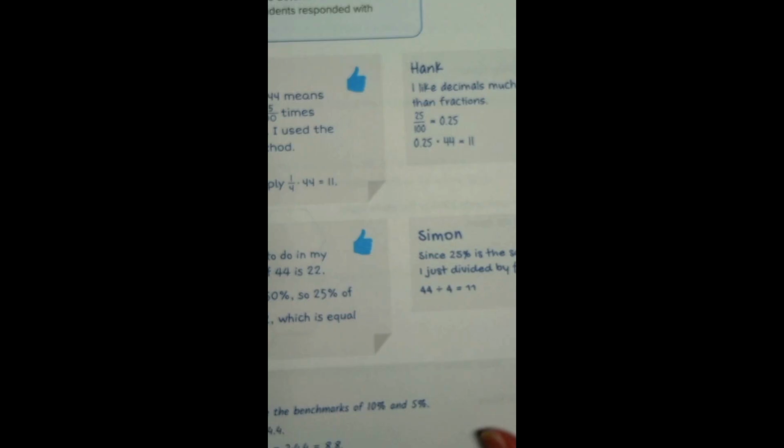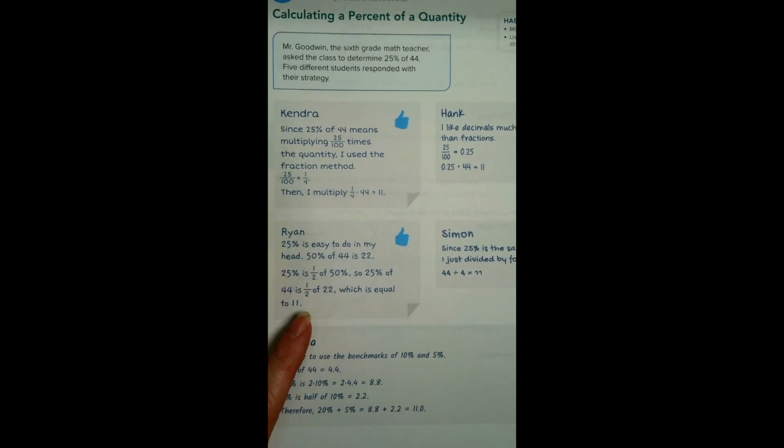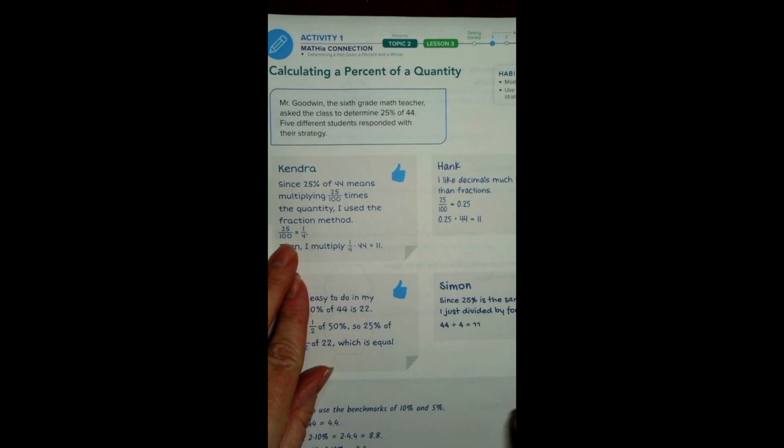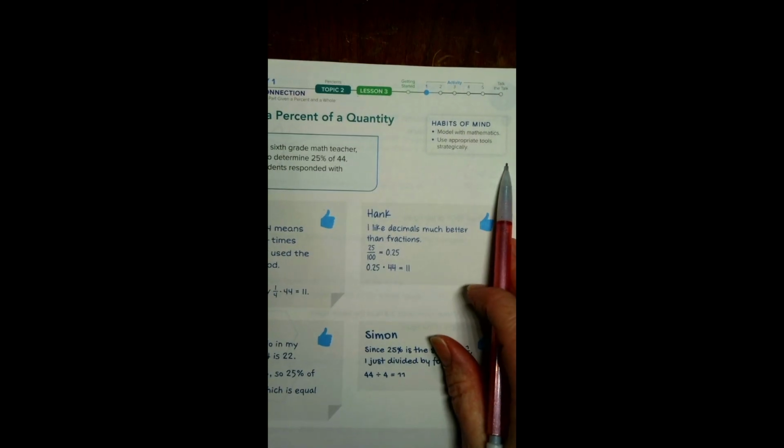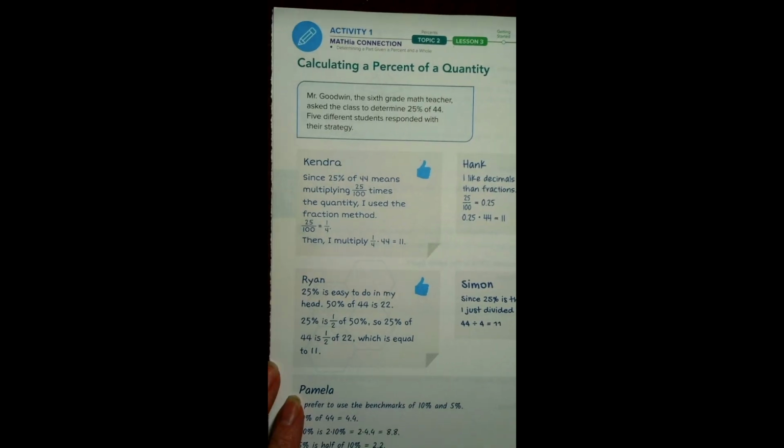Okay, we are not doing the getting started, so we're going to skip that. We're going to move right on to activity 1. So in activity 1, you're going to need to pause and read each of these, please. So, calculating percent of a quantity. Where habits of mind are model with mathematics and use appropriate tools strategically.